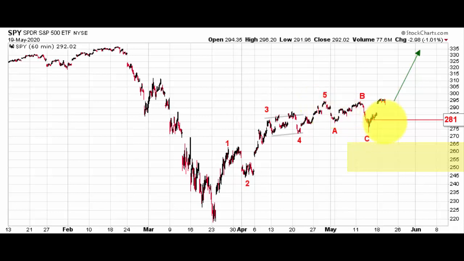We don't know for sure that this pullback's over, but let's say you think it is. Whatever analysis you're doing is telling you that it is. So you think that this leg that started off of last week's low is the start of the next 5-wave advance, okay? So you want to buy SPY.